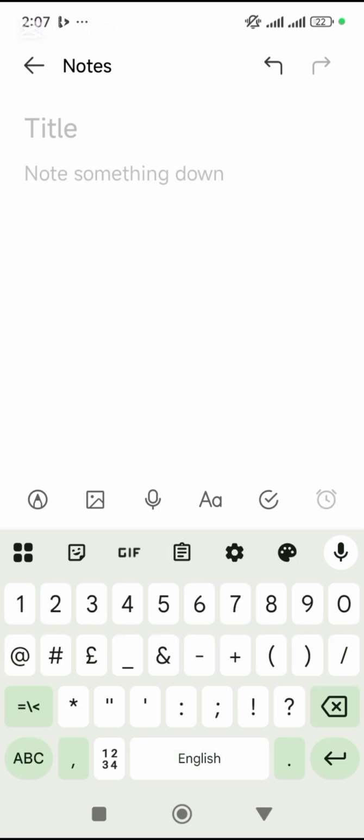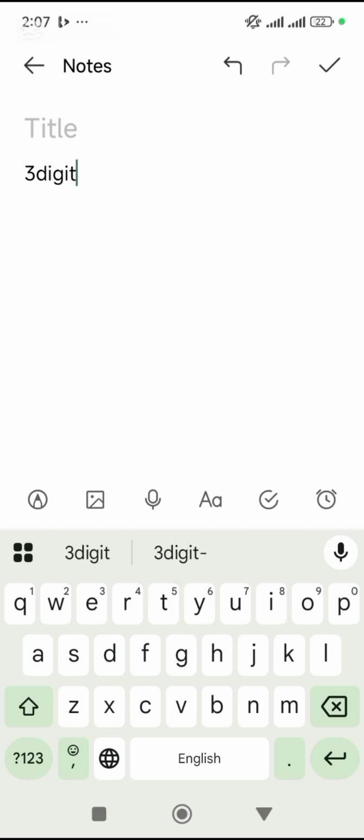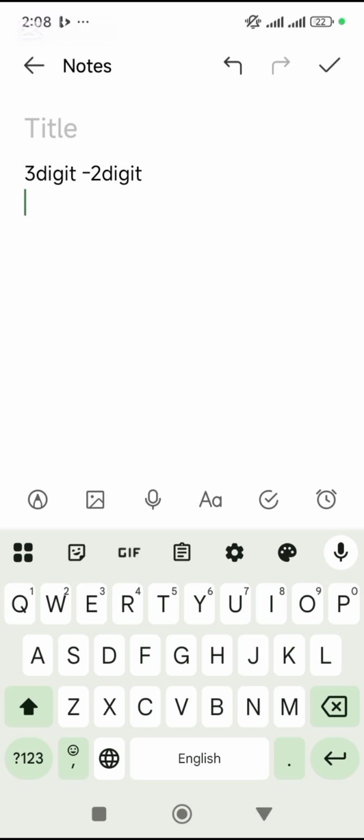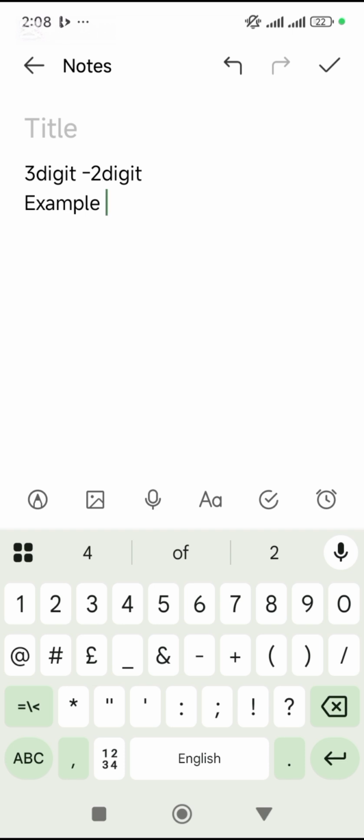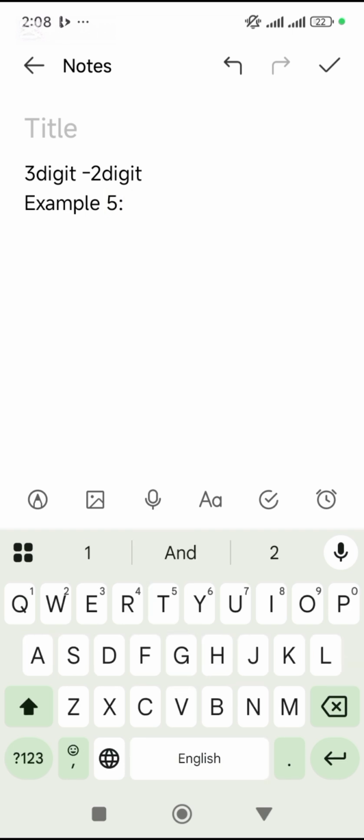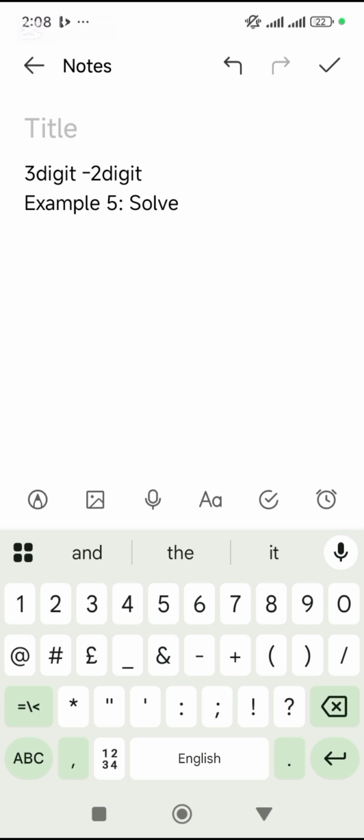3 digits minus 2 digits. Subtraction of 3 digits minus 2 digits. So this will be example 5. Solve 109 minus 25.